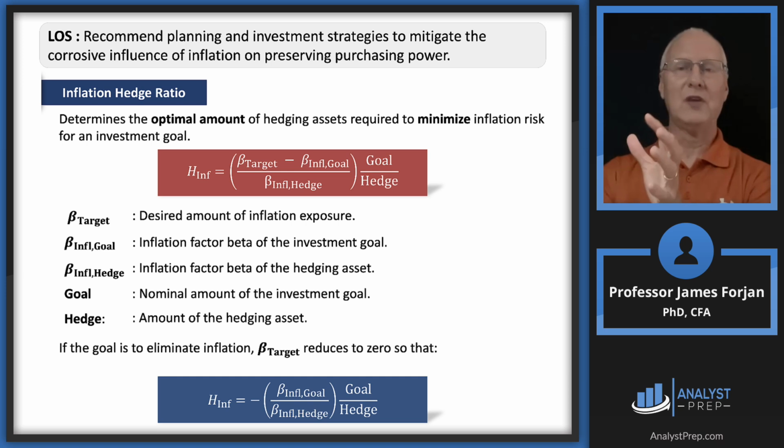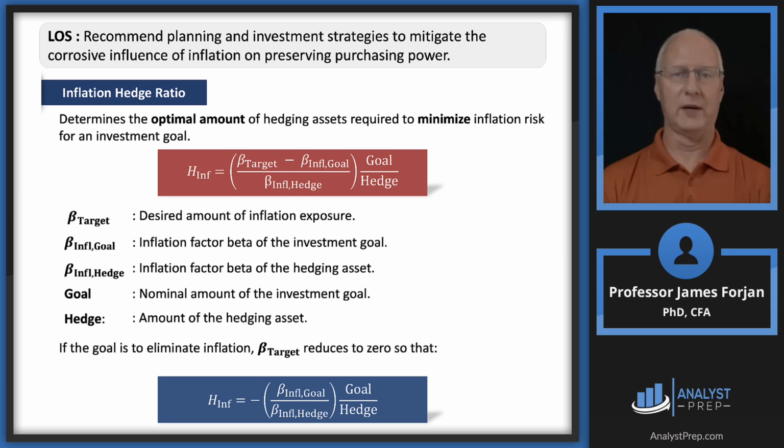And then we're just going to adjust that by the currency, or let's say the dollar amounts, over on that far right part. So there's the goal versus the hedge. And so this is going to give us the optimal amount of hedging assets.